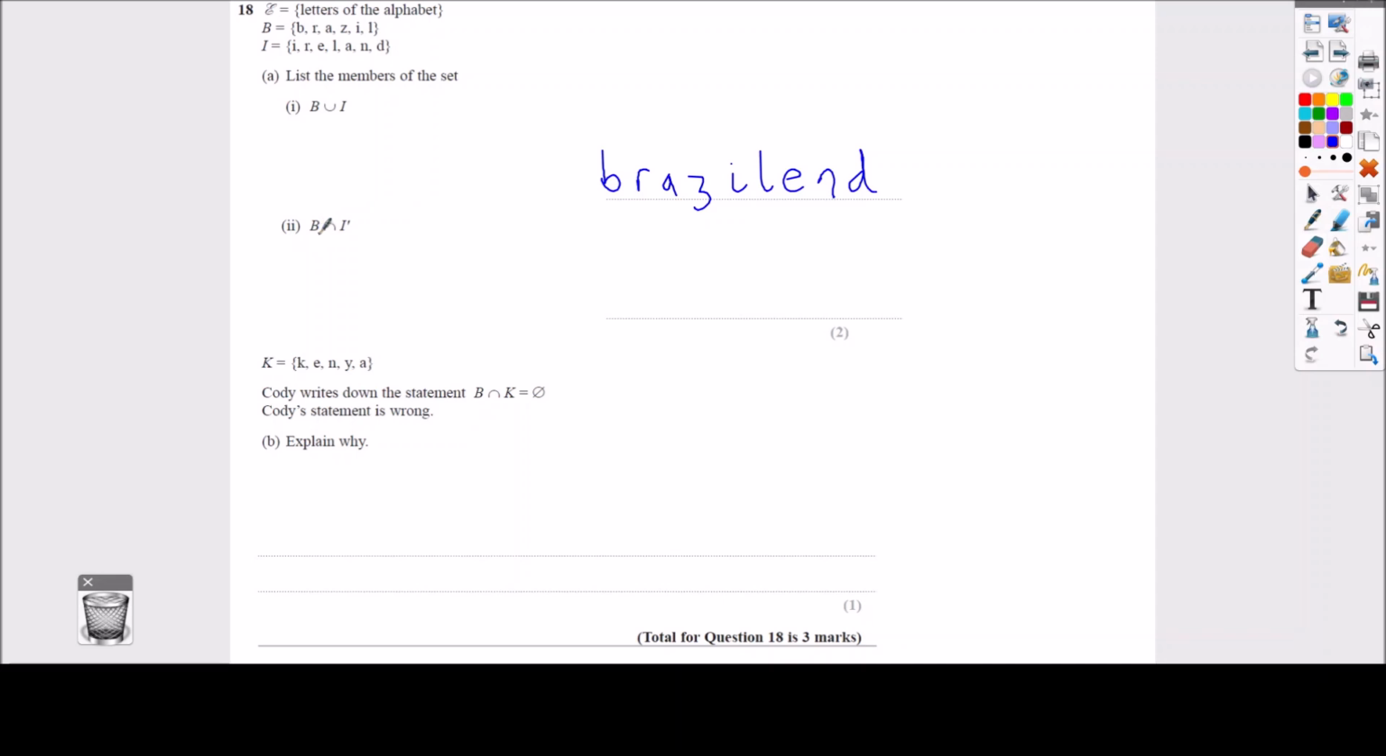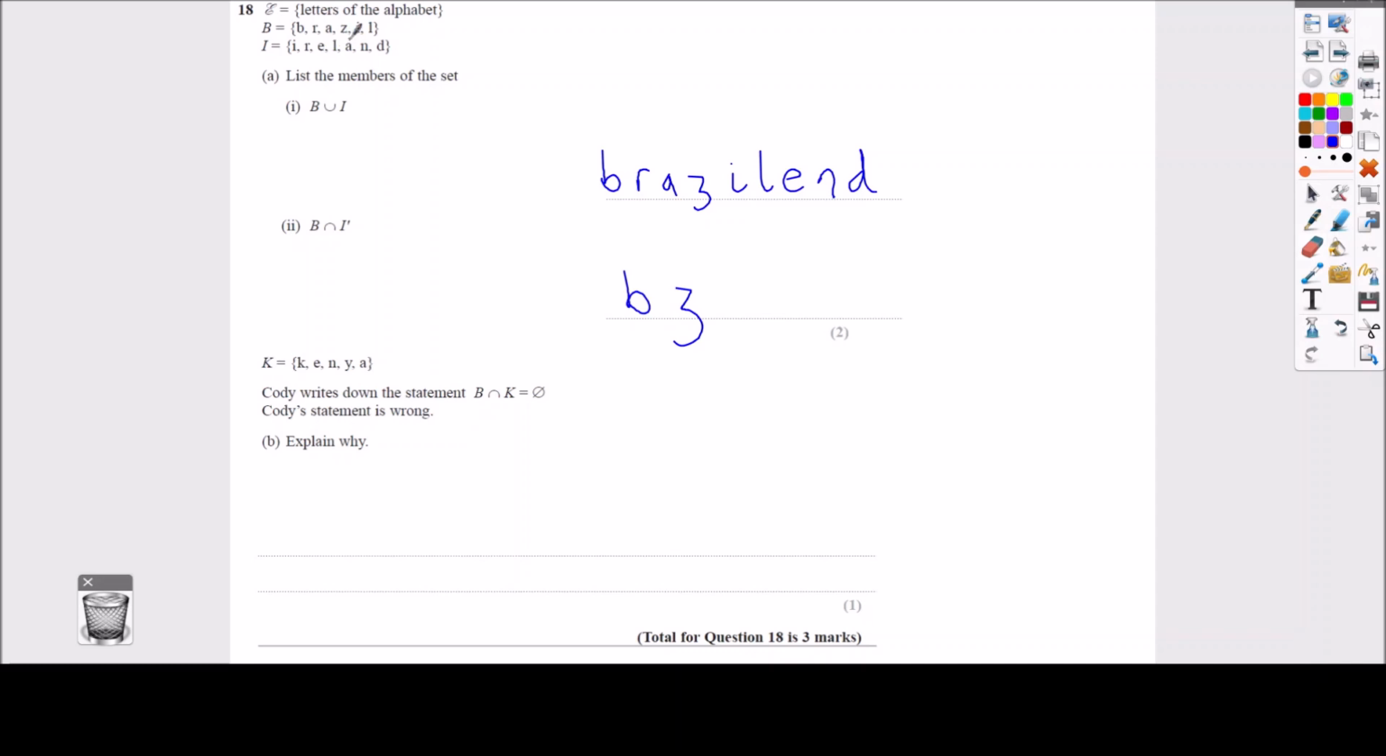Now for part 2, intersection means and also. And. So we want all those that are both in B, but also not in I. That I dash means not in I. So which letters are in the word Brazil, but not in the word Ireland? So B's fine, because B's in Brazil, but not in Ireland. The R isn't, because that's in both. The A isn't. The Z is, because that's in Brazil and also not in Ireland.